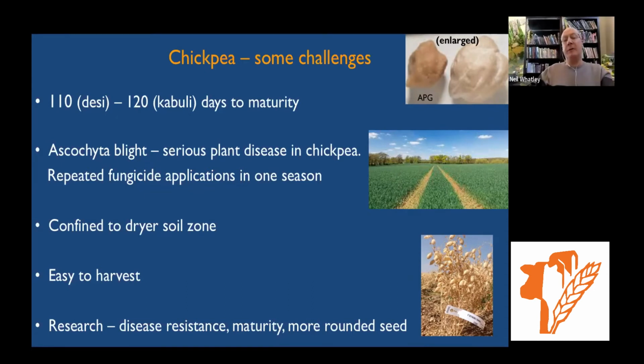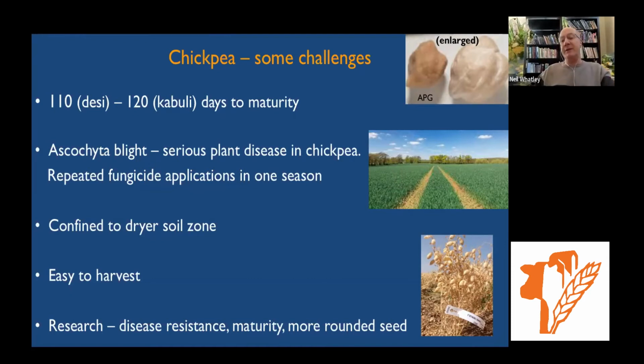Even in the brown soil zone, you can see that picture I'll have on the right of those tram lines. They've been spraying. They have to spray this chickpea something like 3 times. I've seen it 3 times during the growing season. That's in the dry zone of the prairies. So repeated fungicide applications in one season. So it's confined to the drier soil zone.